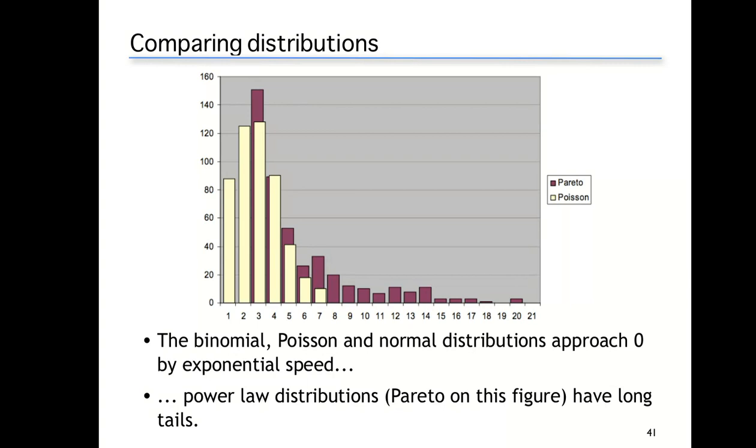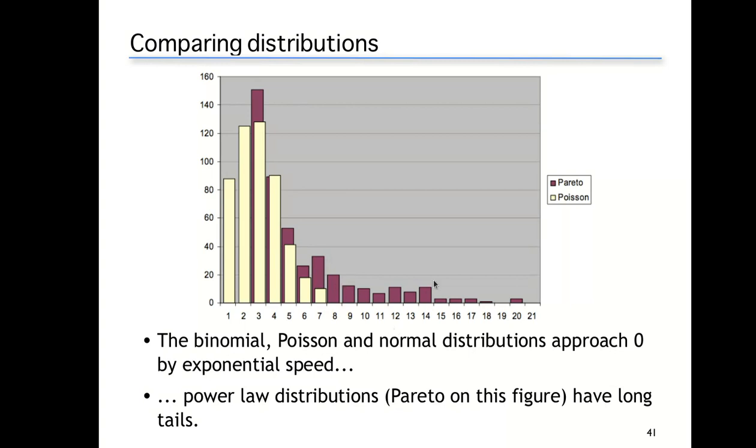Instead, if we see a power law degree distribution, I tend to say degree distribution because that's the relevant expression here for network science. So with a power law distribution, they are definitely different from binomial, or in particular Poisson and normal distribution.